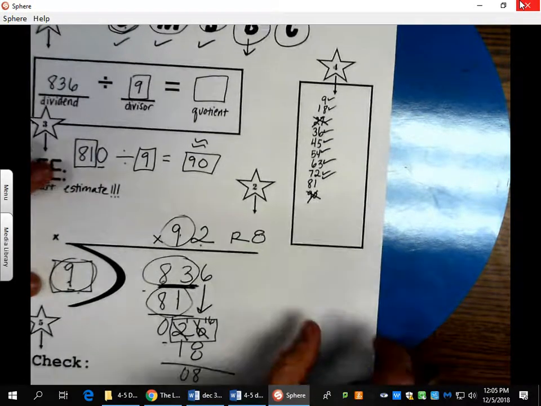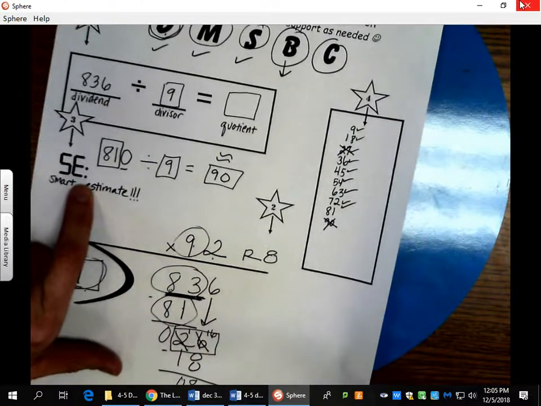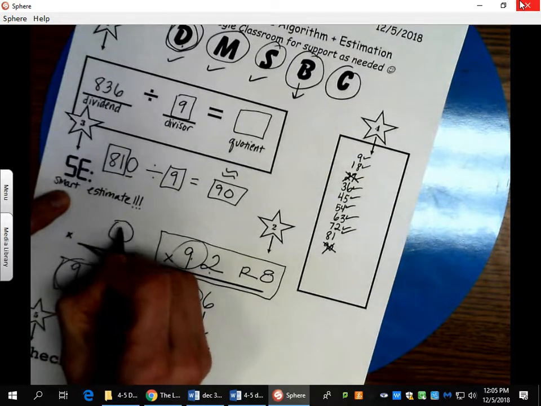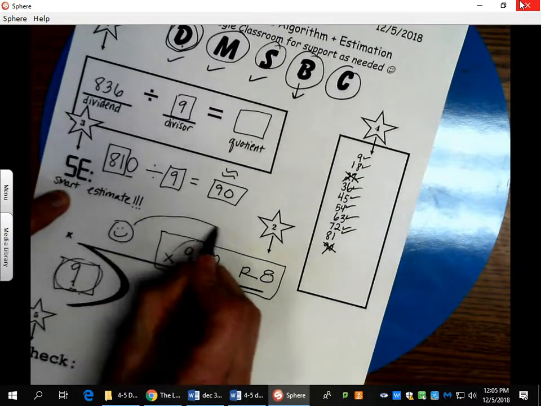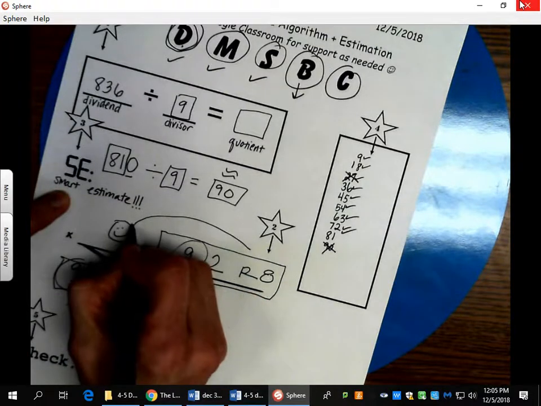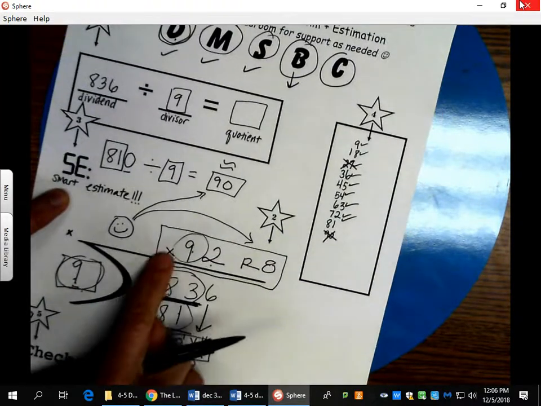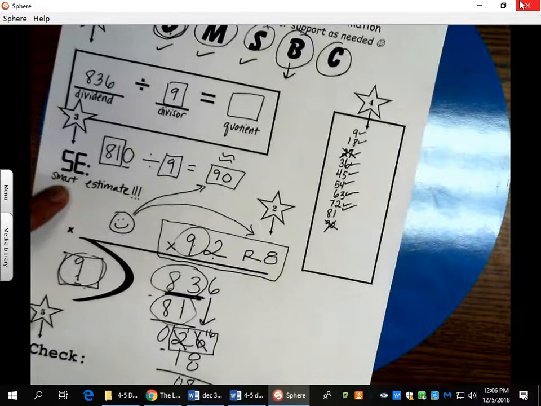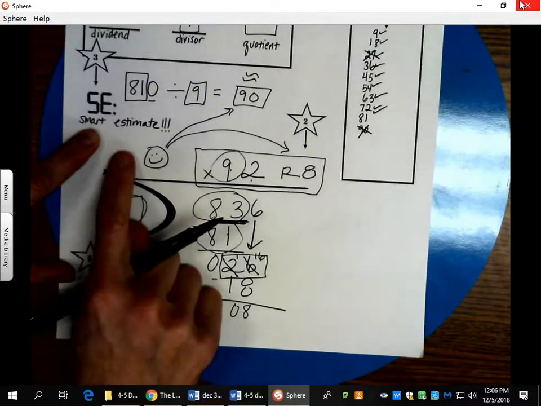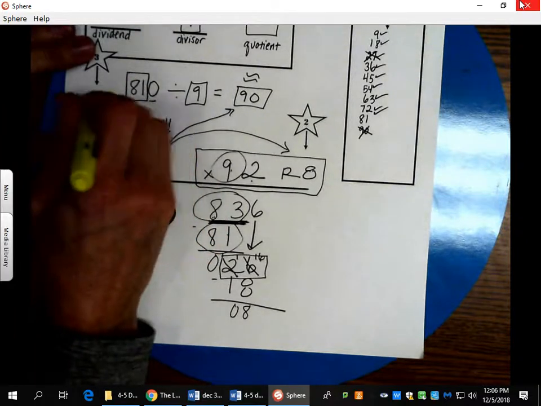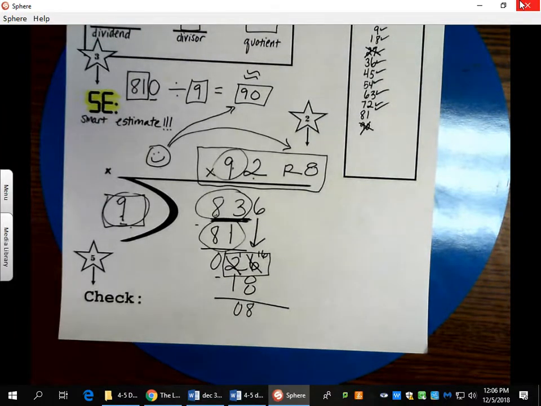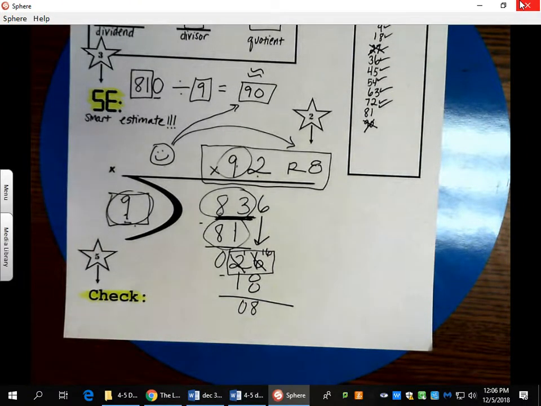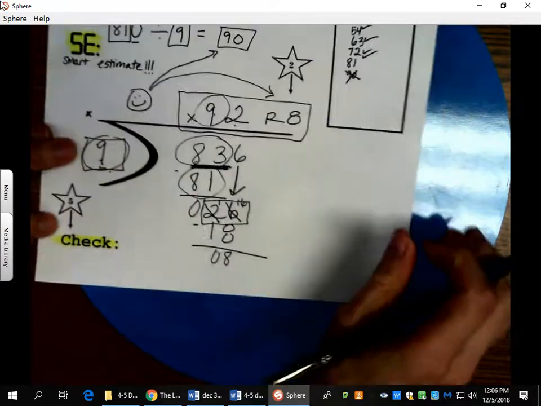Now, I said before estimation was a really important step. Right now, I think this is my answer. Like, that's what I got. So in my brain, I feel good about it, and I'm thinking, okay, this is my answer. But I have to go back. So if I think this is my answer, 92 remainder 8, I go back. Is that close to 90? Yeah, okay, so it sounds about right. This step is super duper important. It gives me the ability to check if my answer is reasonable. This step is also super duper important because now I can see if in fact I am correct.